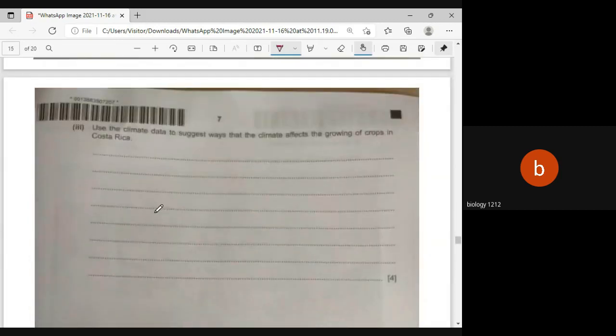Use the climate data to suggest ways that the climate affects the growing of crops in Costa Rica. So how can you say that it is affecting the growth of crops? So you have to first underline the keywords here. You have to use the data. Suggestions they are asking that climate affects growing of crops in Costa Rica. So now use the data that is given here. Like for example, it carries 4 marks.